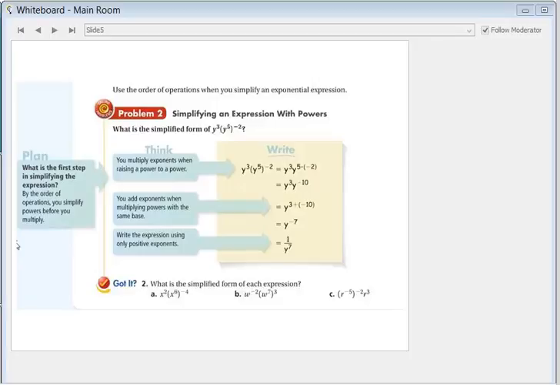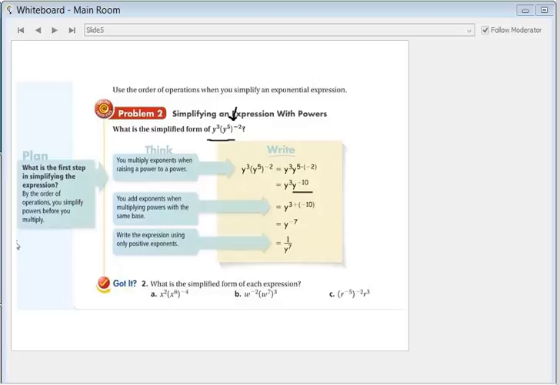Simplifying an expression with powers. In this example, we've got y cubed times y to the 5th raised to the negative 2nd power. And we have to remember order of operations. So we're going to do this first, right here, which is y to the 5th raised to the negative 2 power, which is y to the negative 10.